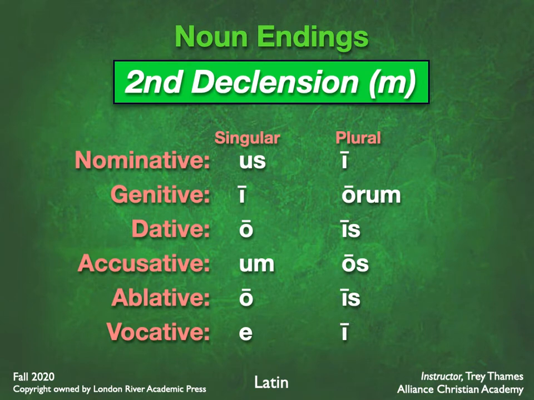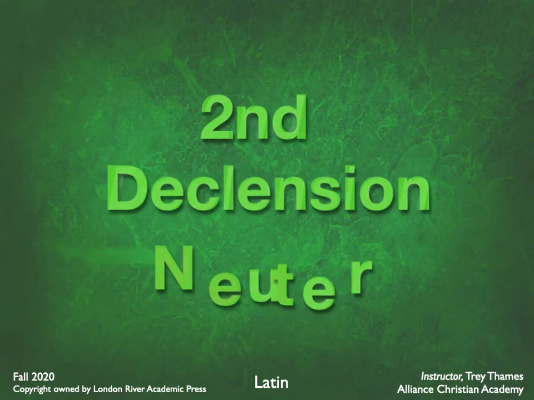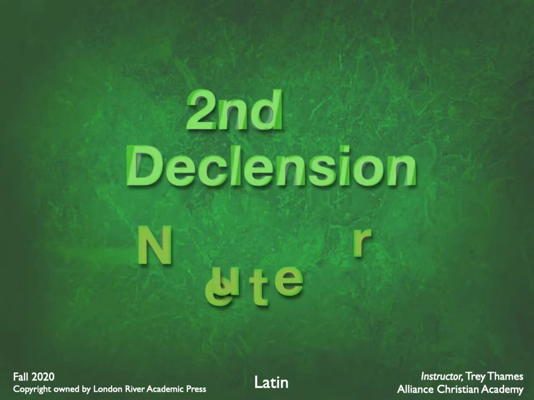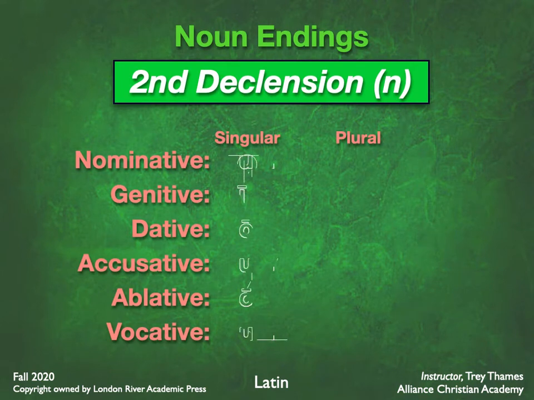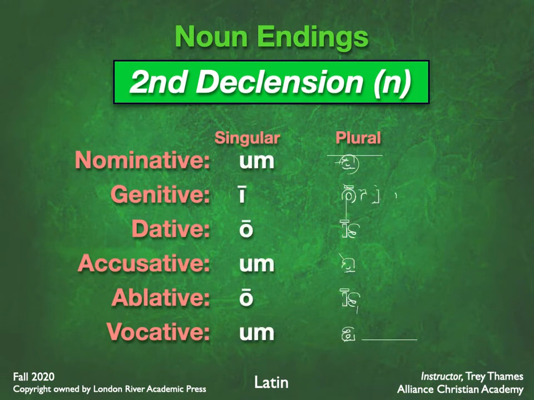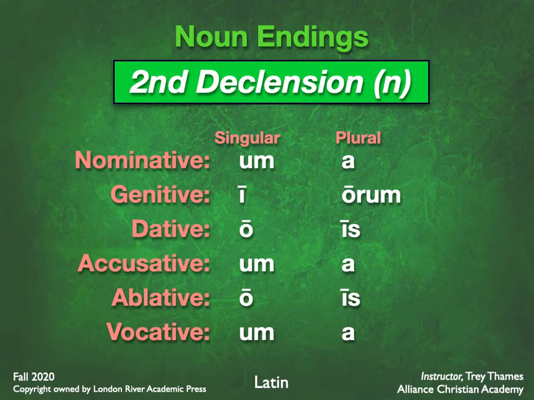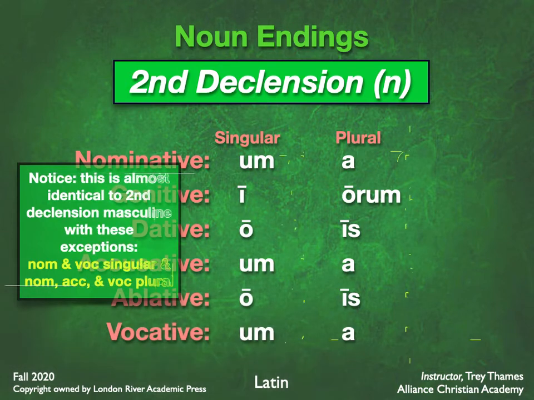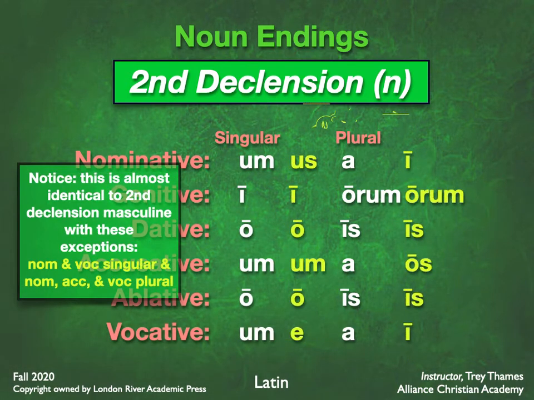So we're going to look at second declension neuter. Again, you probably learned these last year, but these look a lot like second declension masculine, just a couple of tweaks. So here it is: um, i, o, um, o, a, orum, is, a. There's a couple of things I want you to notice. First thing is that it's mostly identical to second declension masculine.